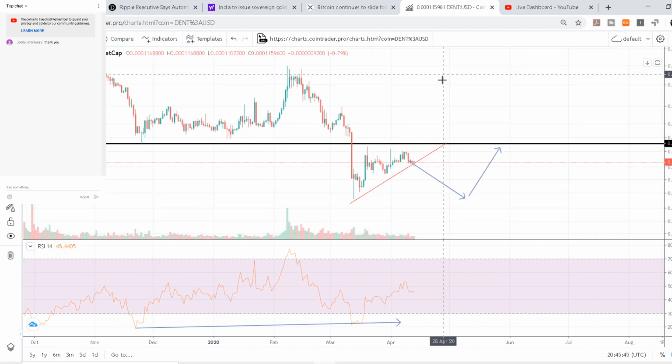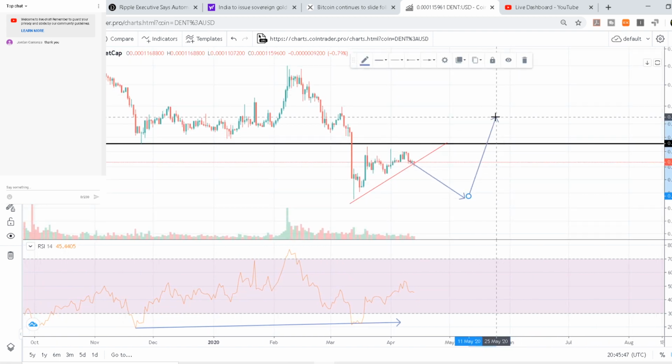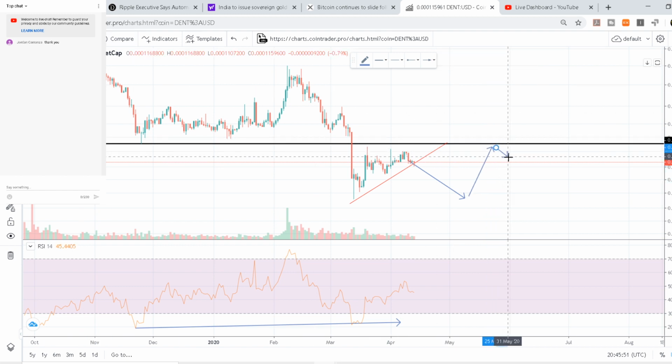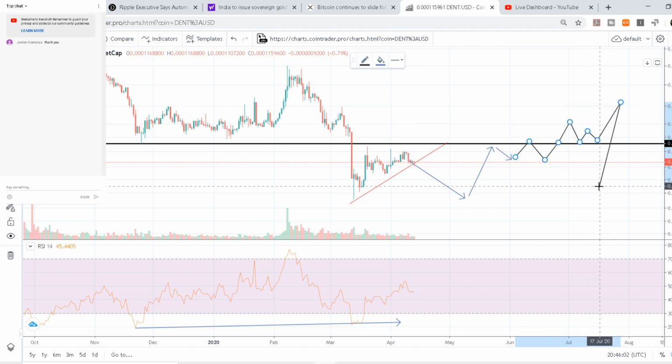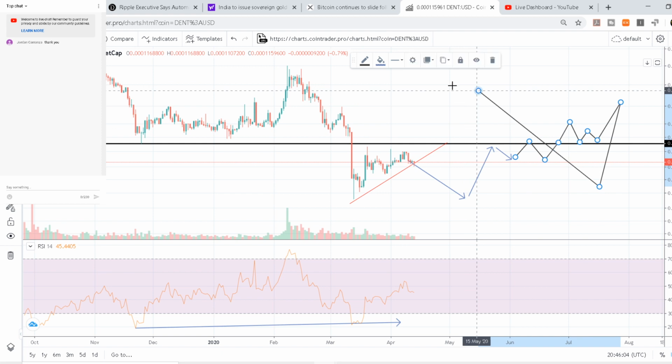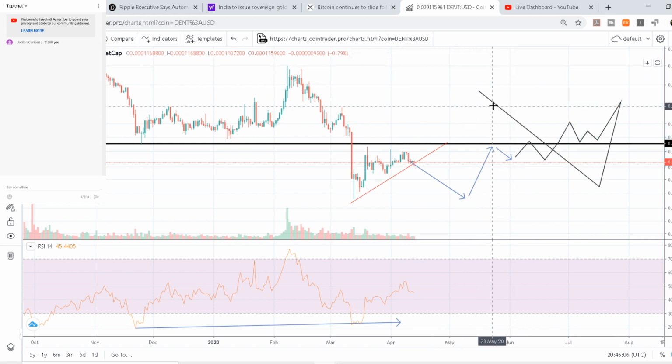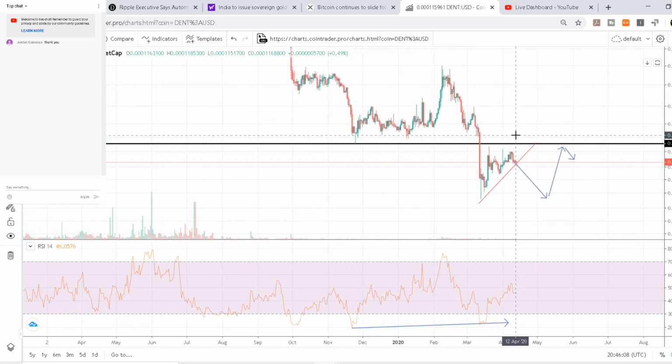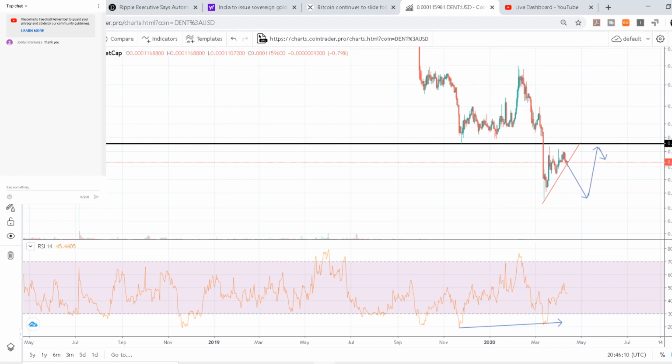The retest won't be directly bouncing in here. It can be more or less coming to that area, consolidating at that area, I'll just take this polyline, and then moving above and retesting a couple of times and then moving ahead. So the chances are that it's going to do that. Okay, so that's for Dent in the longer time frame.